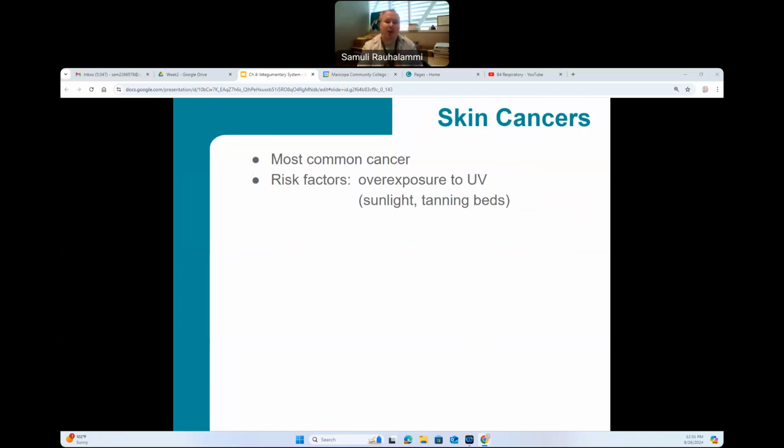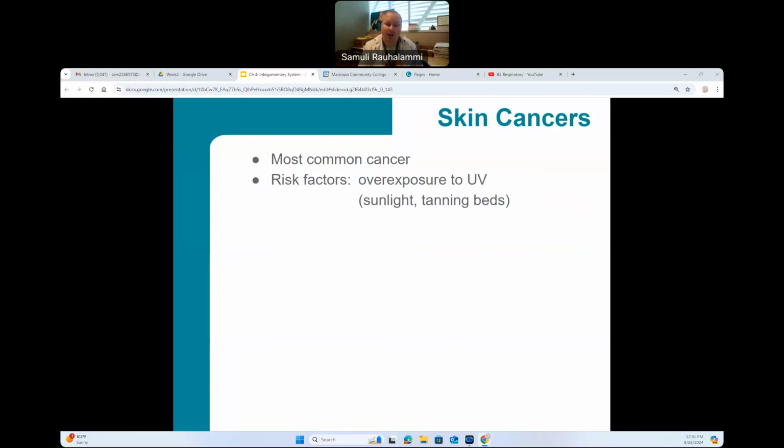So let's finish off our discussion of the integumentary system by having a look at a little bit of skin cancers before we talk about age-related changes. Skin cancers represent the most common cancer type that we see in humans, and its main risk factor originates from overexposure to UV radiation. This is where being overly exposed to sunlight, or, I think in the 90s and early 2000s, tanning beds were very popular. Those would increase one's risk of skin cancers.